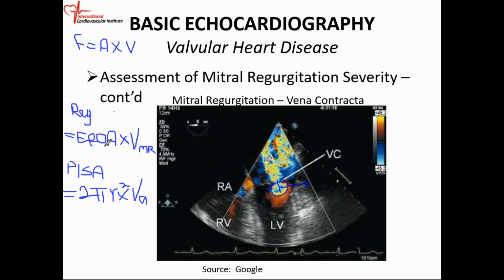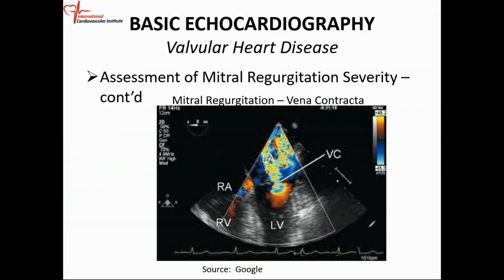We can use the EROA to determine the severity of the mitral regurgitation. The larger the EROA, the more severe the mitral regurgitation. The smaller the EROA, the less severe the mitral regurgitation. All right, so that is the concept of PISA. That is the concept, okay? All right, so let's move on.